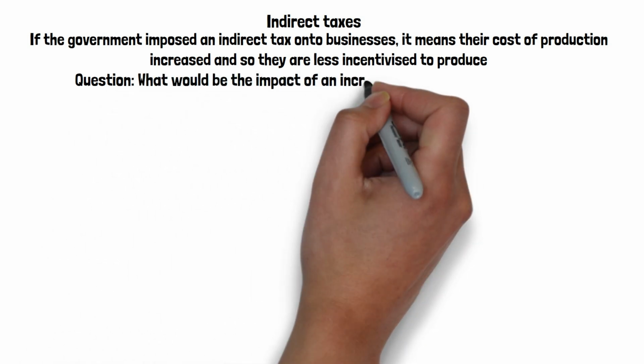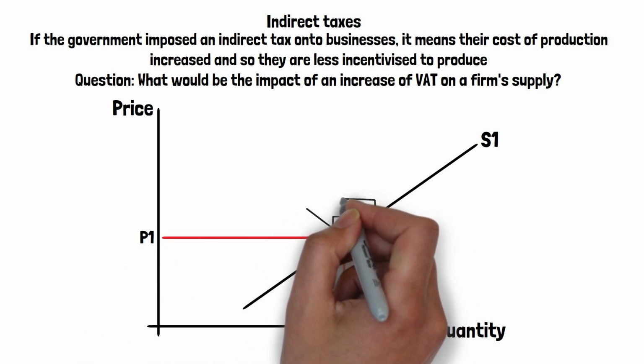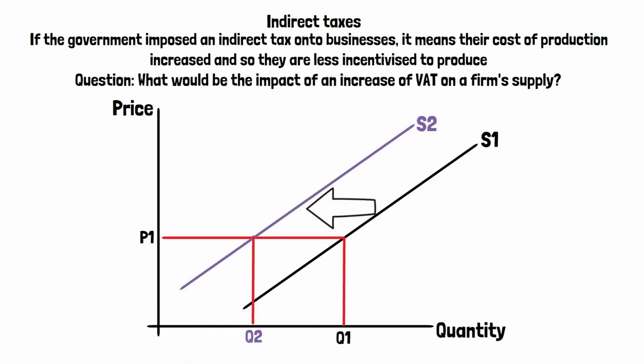Here's a question to try. What would the impact of an increase in VAT be on a firm's supply? Pause the video and have a go. Increased VAT means increased costs. This means businesses are less willing to produce. Therefore, S1 shifts to the left to become S2, and quantity supplied decreases from Q1 to Q2.